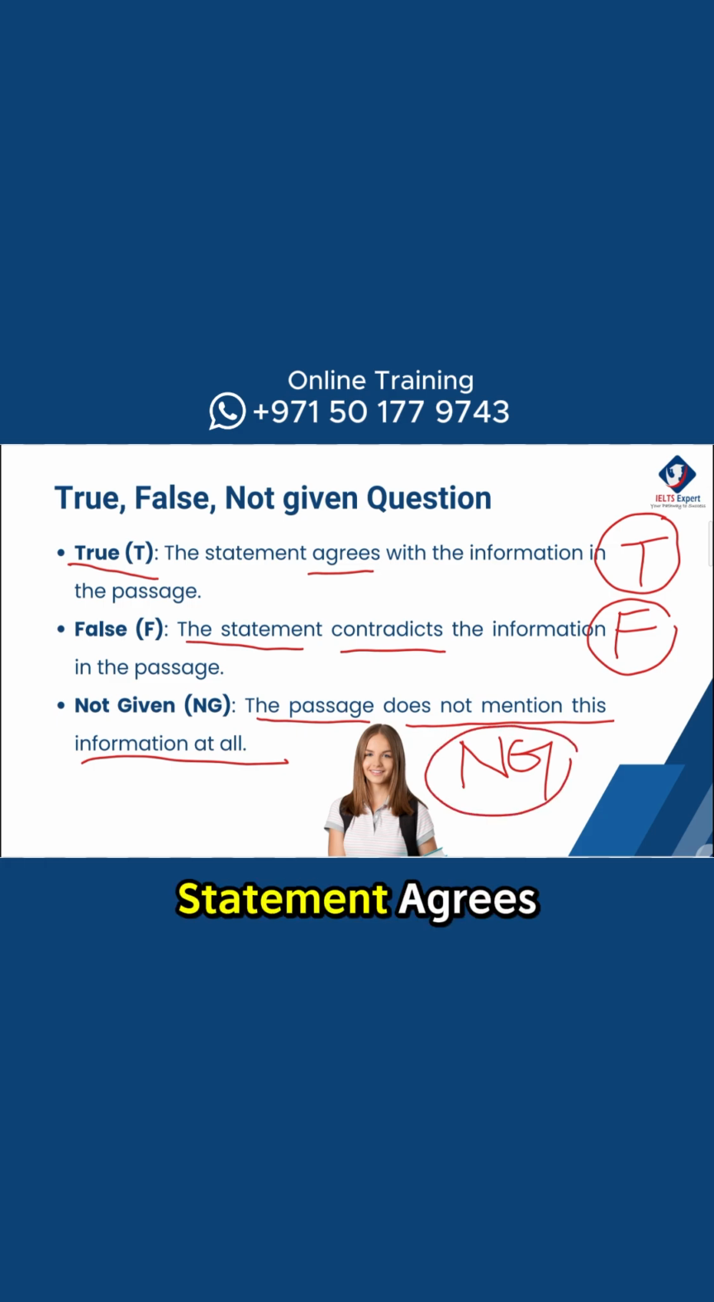So when the statement agrees with the information in the passage, you will write true. If the statement contradicts the information in the passage, you are going to write false. If the passage does not mention the information at all, meaning you can't find the information in the statement anywhere in the passage, then you're going to decide not given, right?